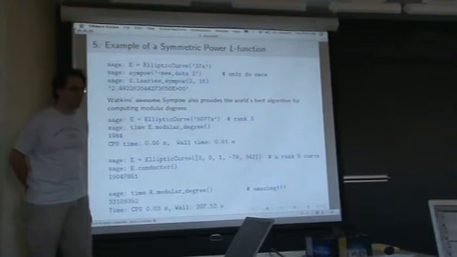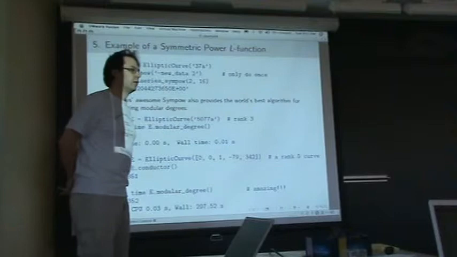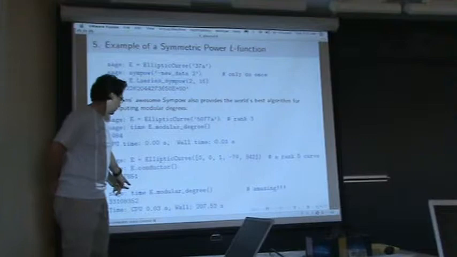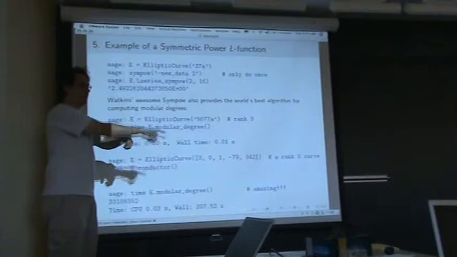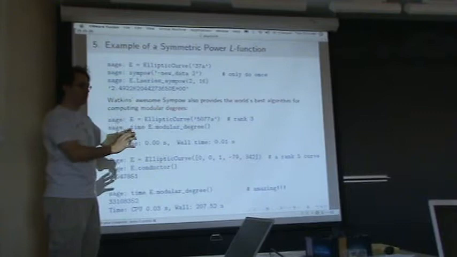Yeah? Why is there such a huge difference in the CPU time and the wall time? Because it's calling out to SimPow, which is an external program. So the wall time is what you should look at primarily in this case. The CPU time measures the CPU time used by the Sage process itself. It doesn't measure the time by other programs that Sage calls. Oh, I see. So SimPow is a separate program. There's no C library link between Sage itself and SimPow.